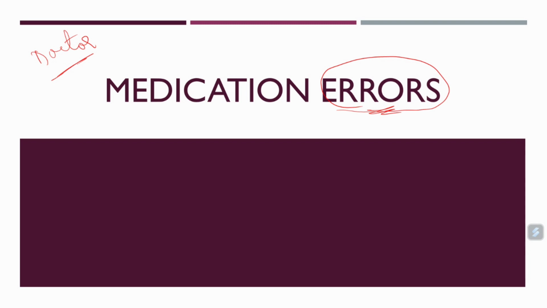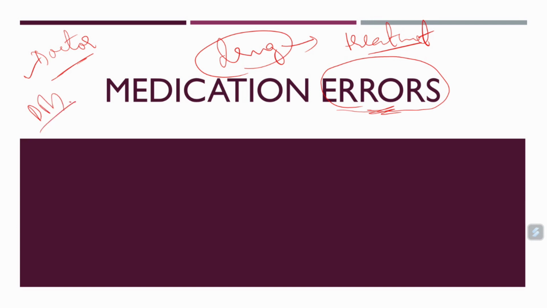So medication error is nothing but a preventable error which is seen especially in a patient who is taking a drug or when a patient is on treatment. When a patient is on treatment, if any error occurs which is preventable, that is called a medication error. So medication error starts from the diagnosis, from the doctor. If a patient is a known case of diabetes mellitus type 1 and the doctor diagnosed the patient as DM2, that is a medication error, because here the patient will be treated with type 2 diabetic medications whereas the patient was diagnosed with DM1.